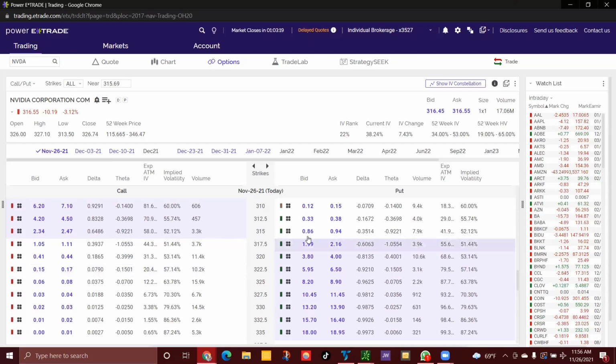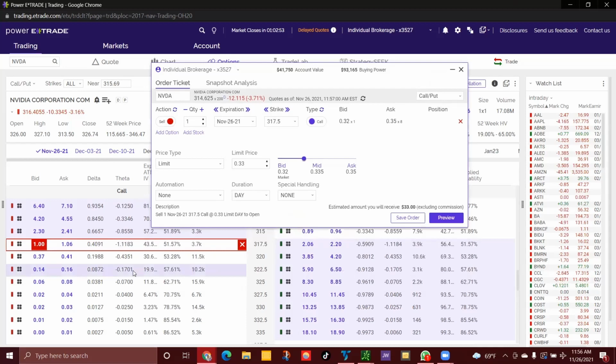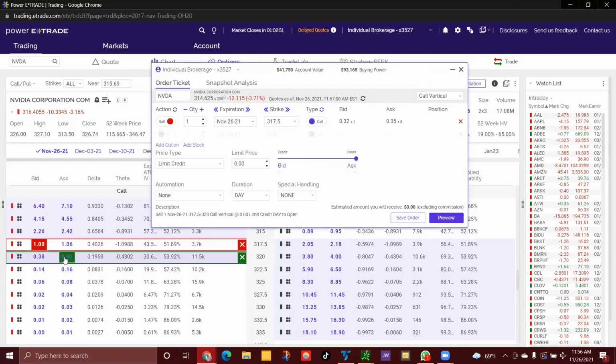So let's see here. You can buy a put that takes advantage of the market going down. Now the other side is a call credit spread, or a bear call spread. It's a bearish play. So in this event, let's just say hypothetically, we're going to sell the 317 and we're going to buy the 320 behind it. You see that?